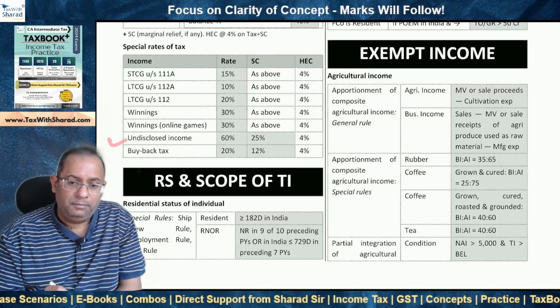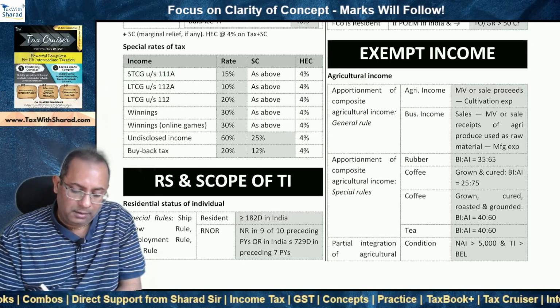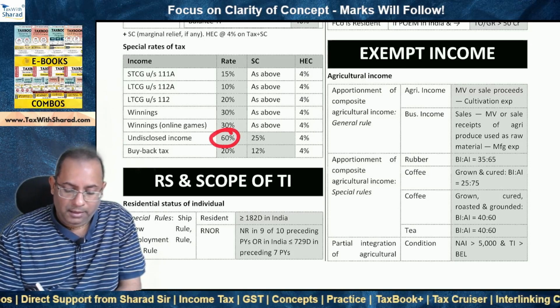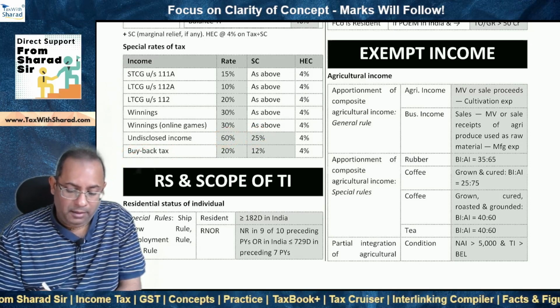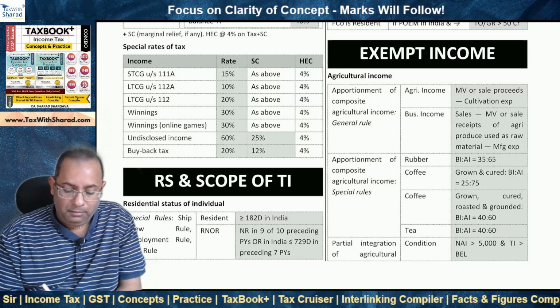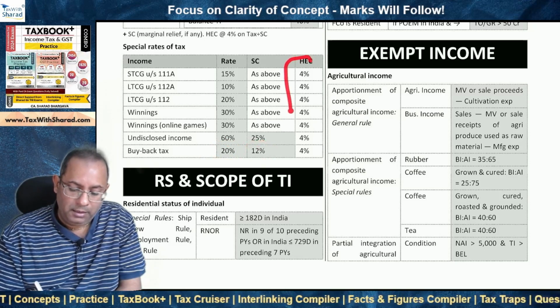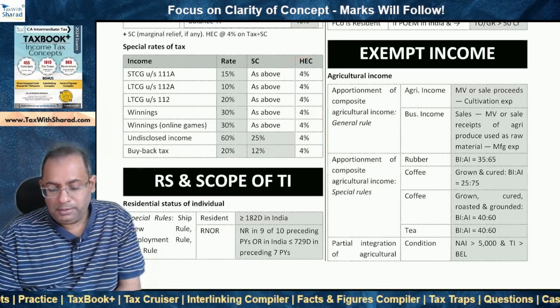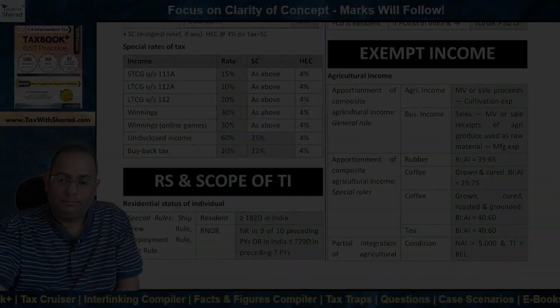On undisclosed income, for example, on section 69A, B, C, D, and so on, the rate is 60% and the rate of surcharge is 25%. And in case of buyback tax, the rate on distributed income will be 20% and the rate of surcharge will be 20%. In all these cases, cess is leviable at the rate of 4%.